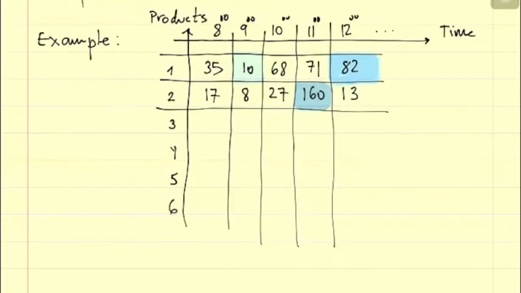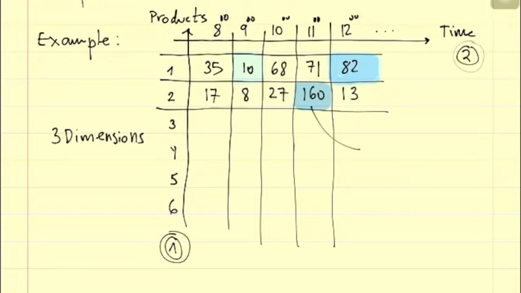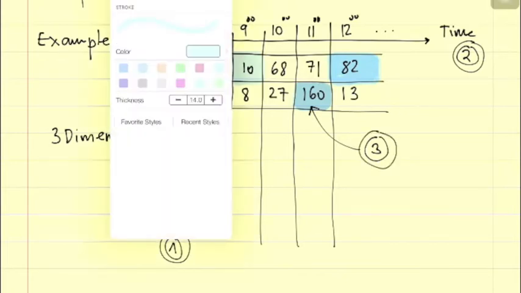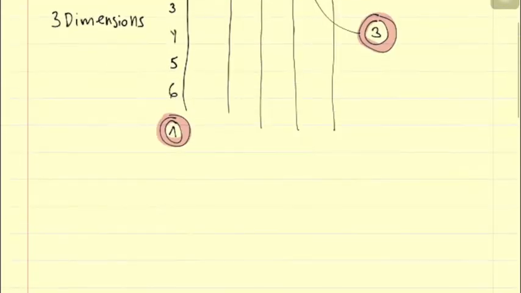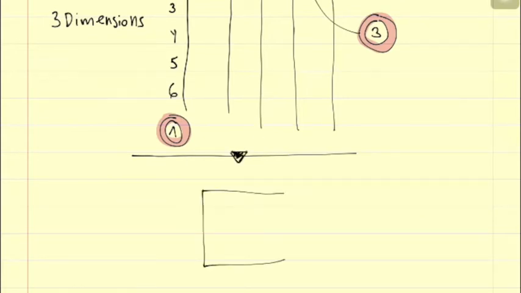This is a typical three-dimensional problem. You have one dimension, which is the products, a second dimension, which is the time, and the third dimension is given by the pixels, the amount of blue that the pixels are. Okay, this can be coded. It's the same problem as analyzing a picture.